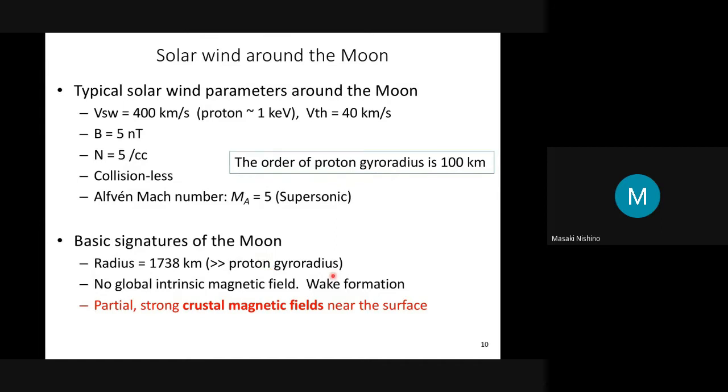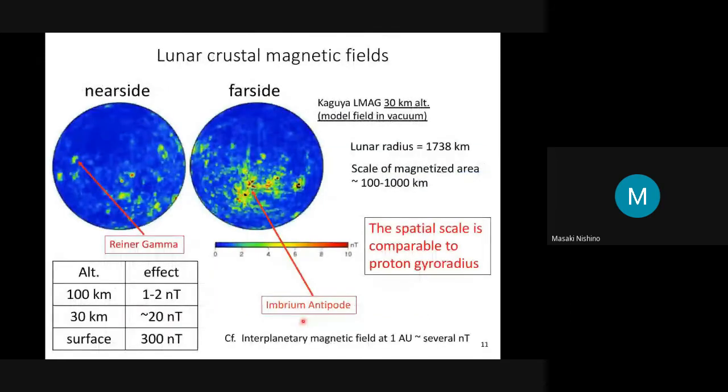But as I mentioned before, there are partially very strongly magnetized regions on the lunar surface. And what is important here is the spatial scale of such crustal magnetic fields. This is the lunar crustal magnetic field model composed from Kaguya magnetometer data. The value is normalized at 30 kilometers altitude from the lunar surface.